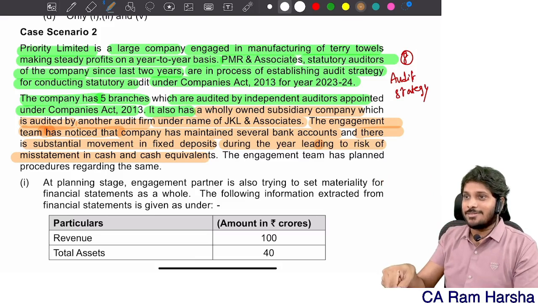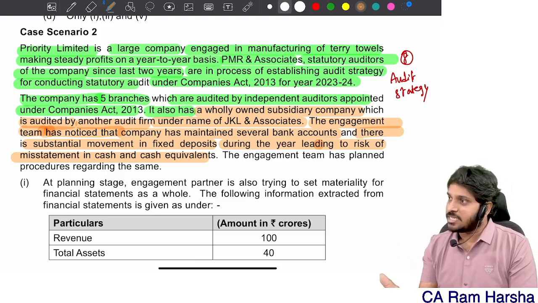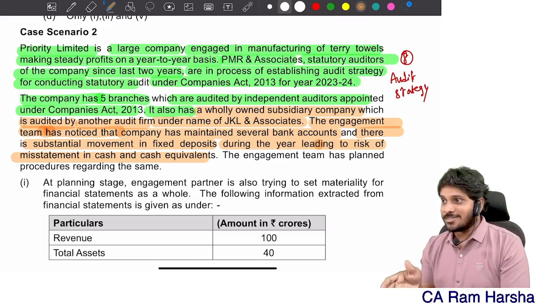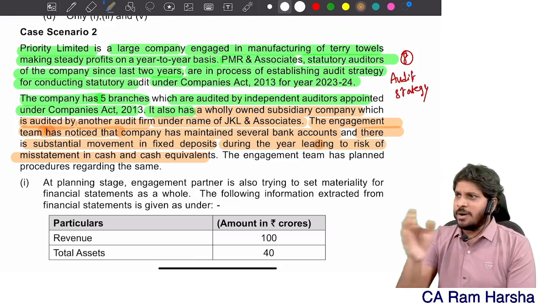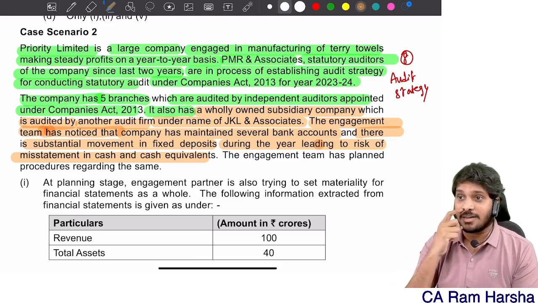Exactly the same risk was identified. But this MTP was released much before that fraud was discovered. Still, see how they predicted this. There is a high movement, so many bank accounts, high movement in bank accounts. This is a fraud risk factor.